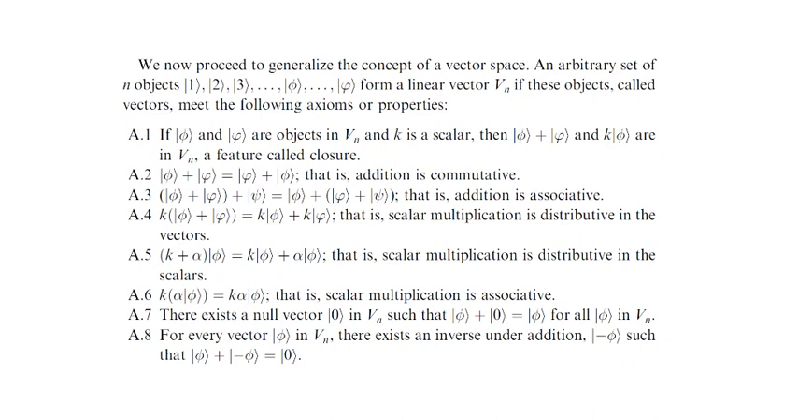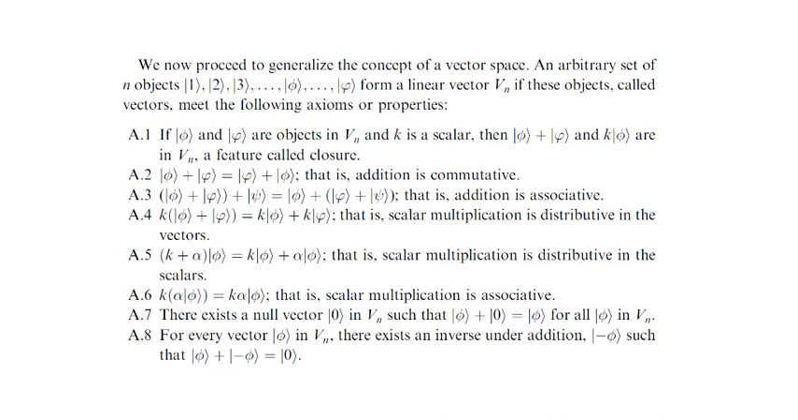Now, let's proceed to the concept of vector space. An arbitrary set of objects, say 1, 2, 3, 4, etc., phi, psi, etc., form a linear vector space Vn if these objects, which we call vectors, meet the following axioms or properties. So what are those axioms? Let's see one by one.